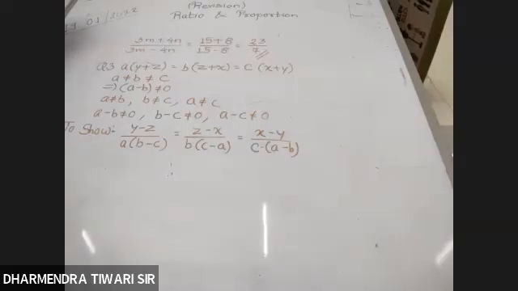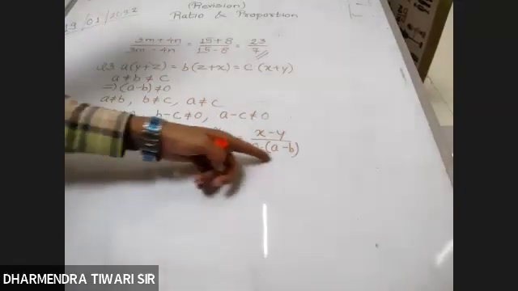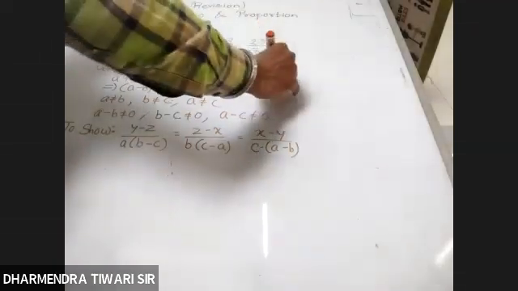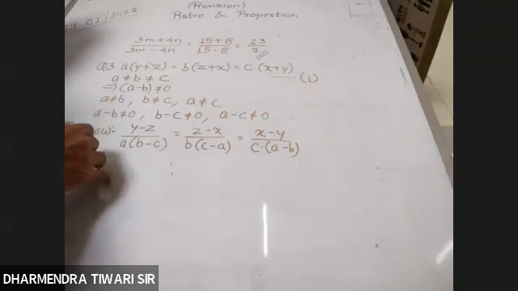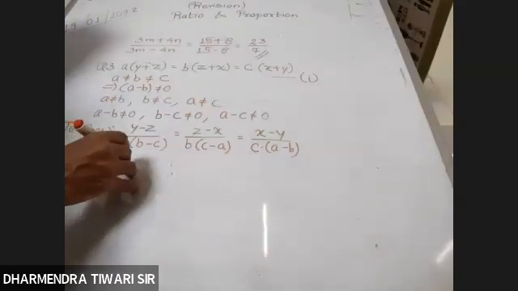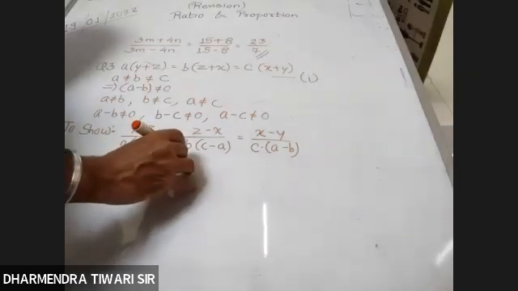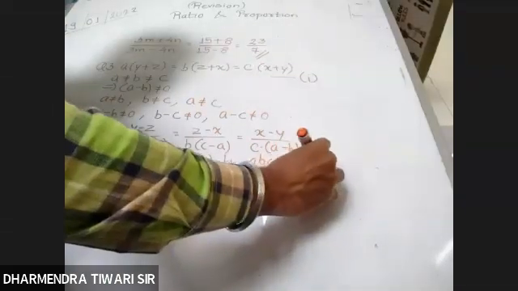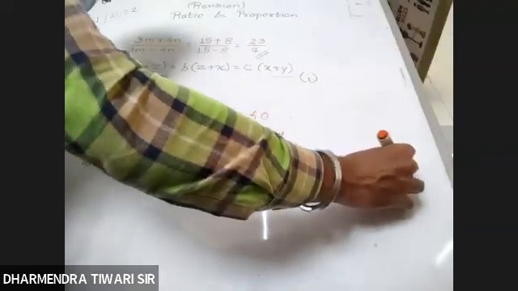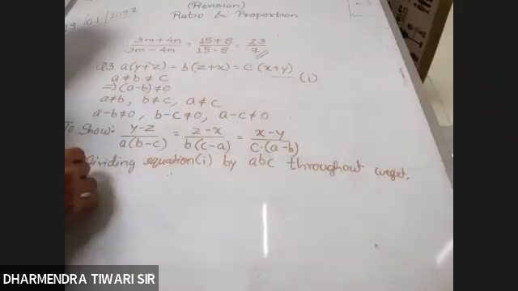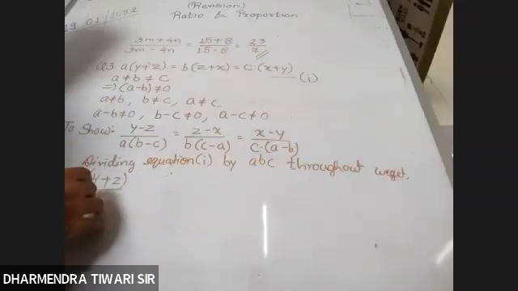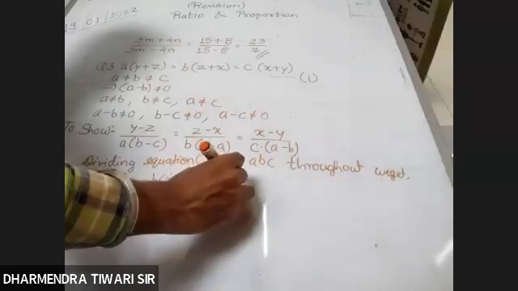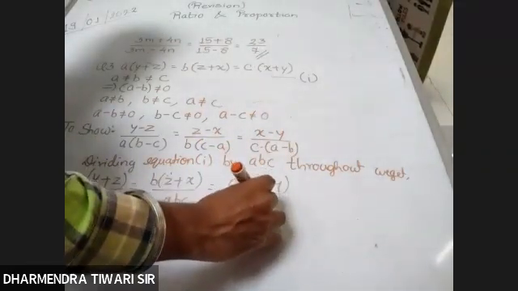So what we need to do first: as we can see that we require A, B, C in the denominator, and by observation, in the given part we cannot see A, B, C. So give it equation number one. Dividing equation one by ABC throughout, we get A(Y + Z) divided by ABC, B(Z + X) divided by ABC, C(X + Y) divided by ABC.